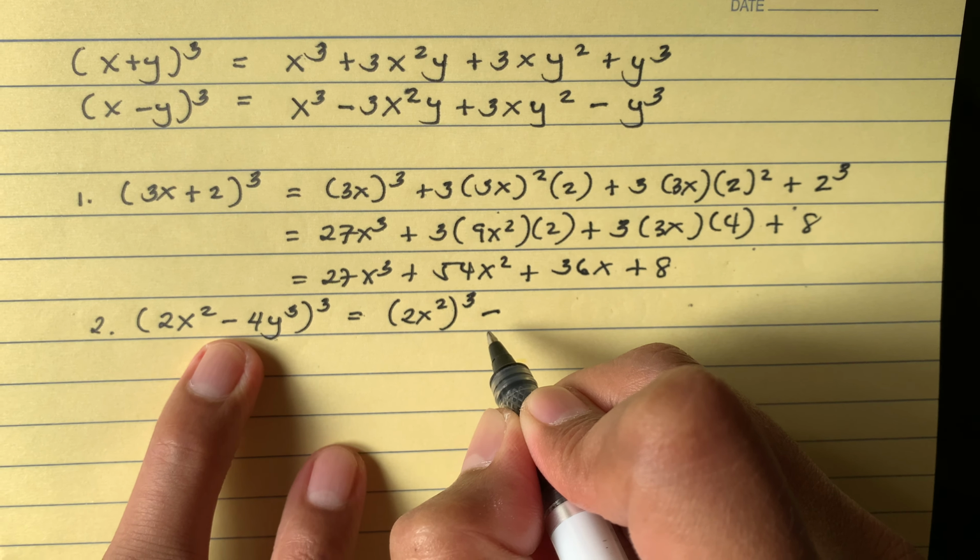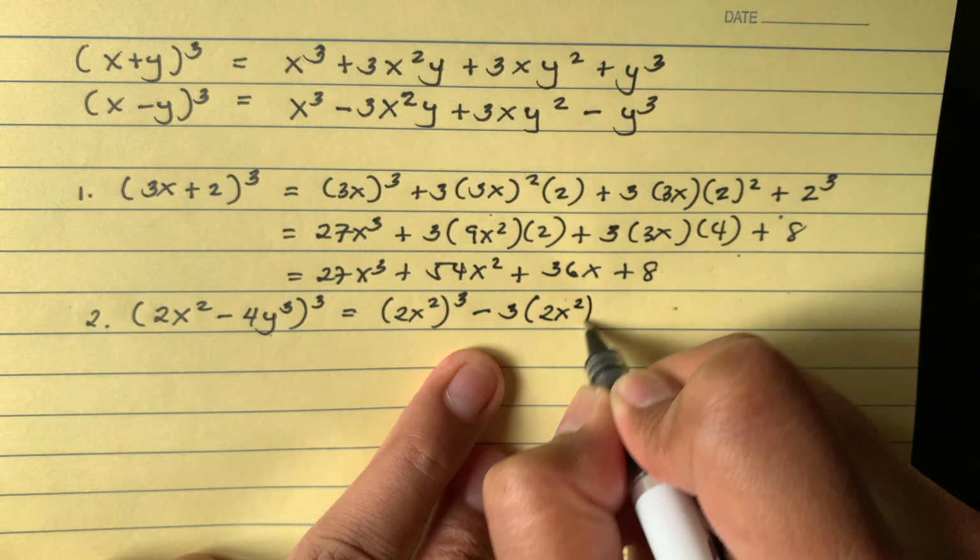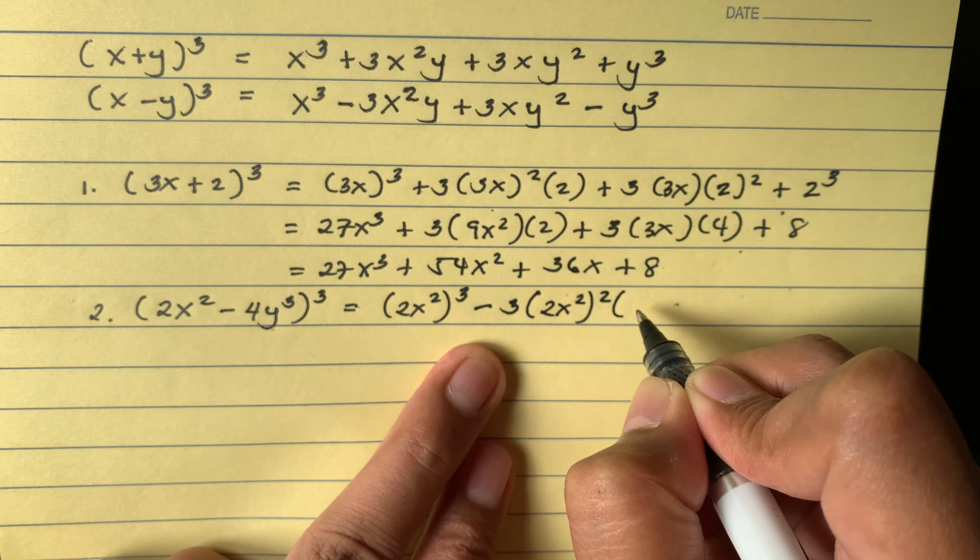3 times this square will be the first term. So we have 2x squared, then copy your second term. We have 4y cubed. Then plus, again, 3 multiplied by your first term, 2x squared multiplied by 4y cubed raised to the power of 2. Then minus, we have the cube of 4y cubed.